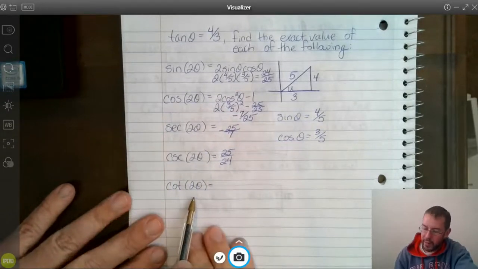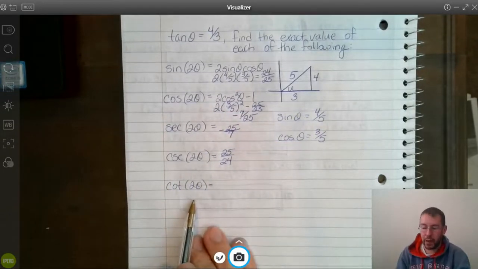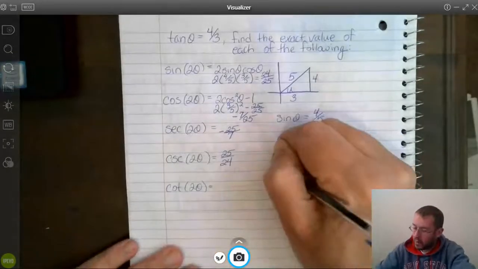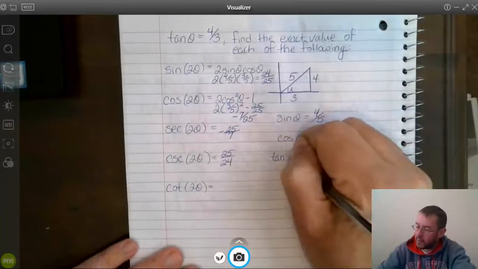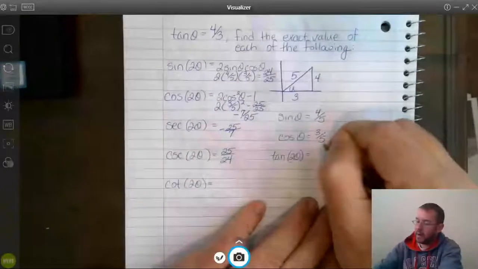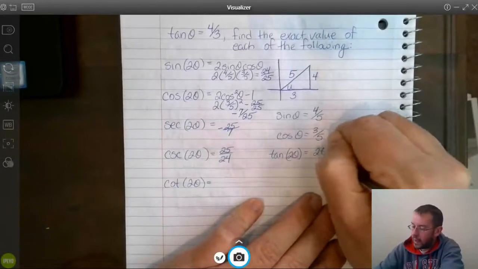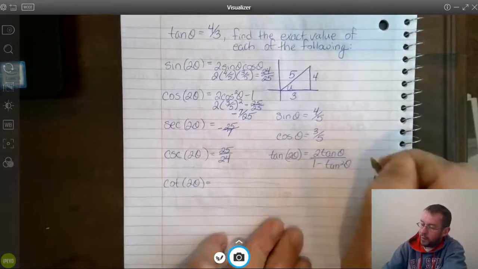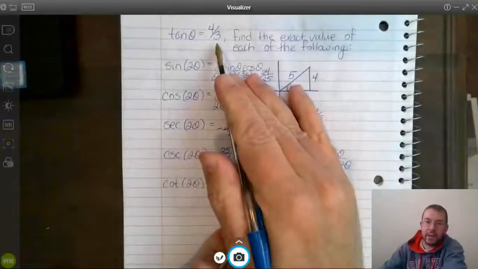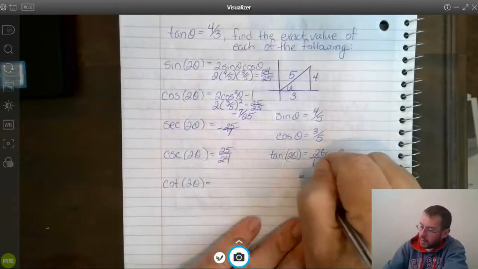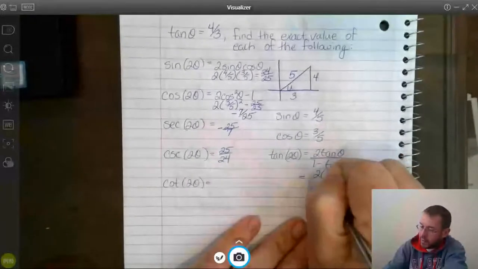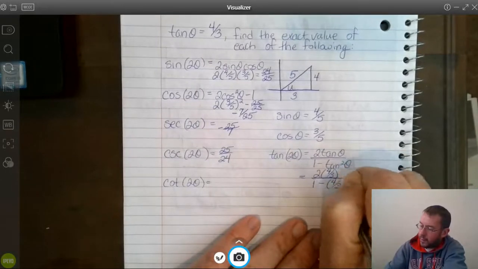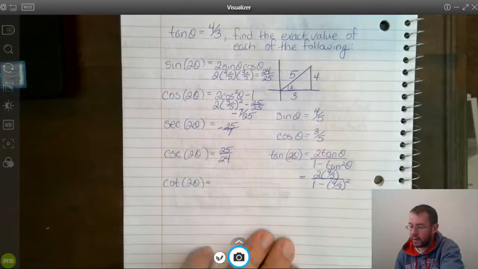Cotangent of 2 theta would be the reciprocal of tangent of 2 theta, but we haven't found that yet. So in order to answer this, let's try to find tangent of 2 theta. We know that that is 2 tan theta over 1 minus tan squared theta. My tangent of theta is 4/3 up here. So this is 2 times 4/3, all over 1 minus, and tangent of theta is 4/3, and then we go ahead and square that.